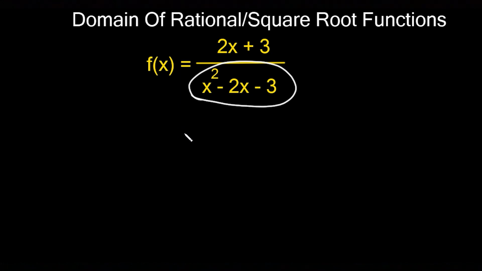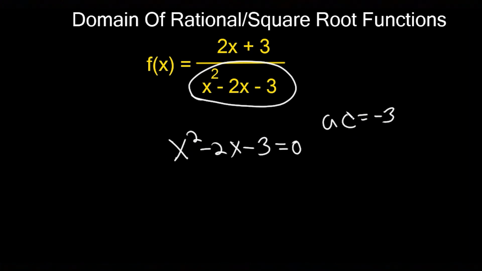So we're going to take our denominator and set it equal to 0. I get x squared minus 2x minus 3 equals 0. I have a quadratic here. I can factor that, and I'm going to factor it using the AC method. So a times c, that's going to be 1 times -3. I get -3. I need 2 numbers that multiply to give me -3, but add up to my b, which is -2. Well, that's going to be -3 and +1.